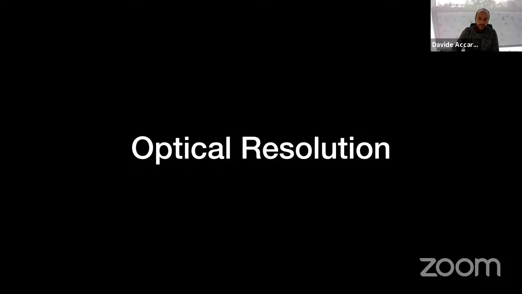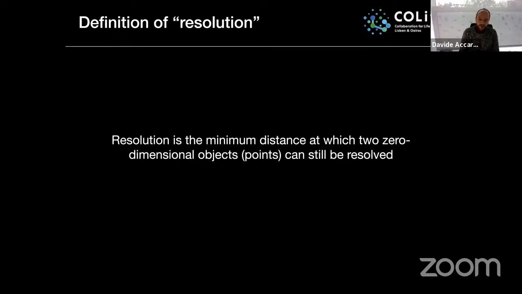Okay, so the definition of resolution is not immediately clear for everybody, because often resolution is linked to the concept of pixel size or the amount of pixels in an image. Instead, the resolution is the minimum distance at which two objects, for example two source points of light, can still be resolved. Below that minimum distance, we will see those two objects as a single object, so we will not resolve them anymore.